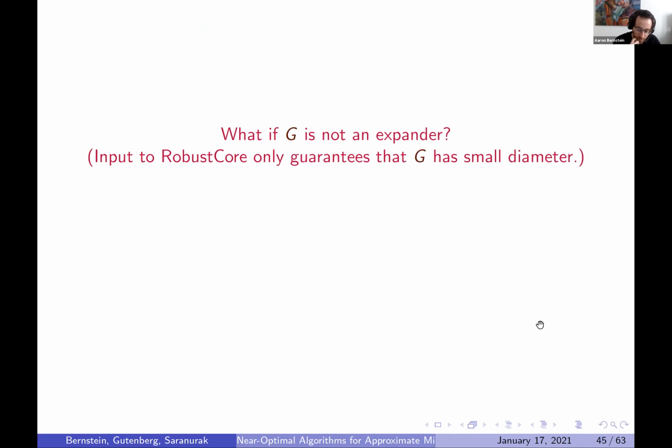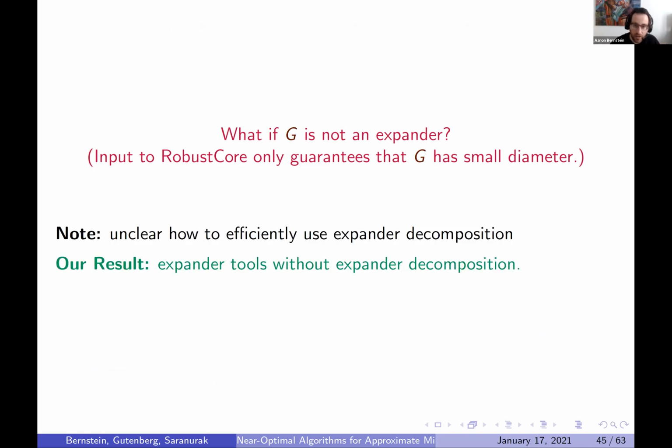Okay. So, of course, the question is, what if your original graph is not an expander? The input to a robust core just guarantees that the core has small diameter. It doesn't guarantee anything about it being an expander. And I want to note that if you've seen this kind of work before, then probably the first thing that comes to mind is, well, if I have an algorithm that works for expanders and I want an algorithm that works for general graphs, I'll just do an expander decomposition.